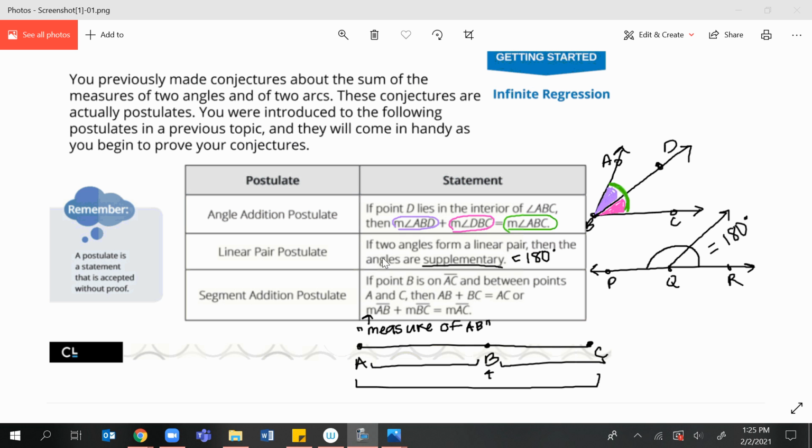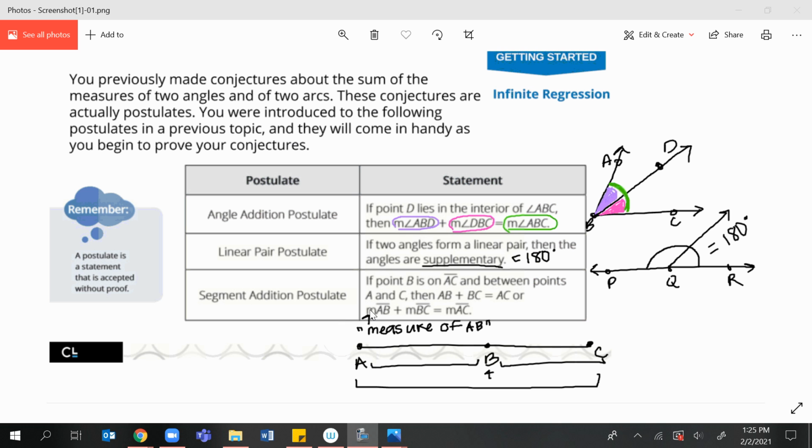Our linear pair postulate states if two angles form a linear pair, then the angles are supplementary. Remember, a linear pair is just two angles that lie on a straight line right next to each other. So those two angles are supplementary, therefore equaling 180 degrees.